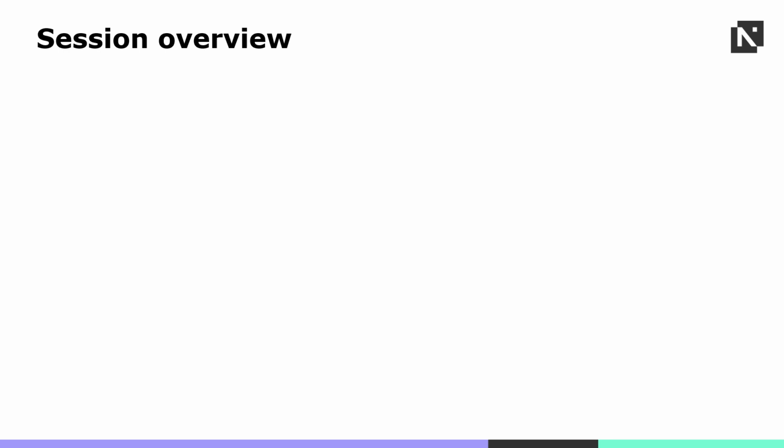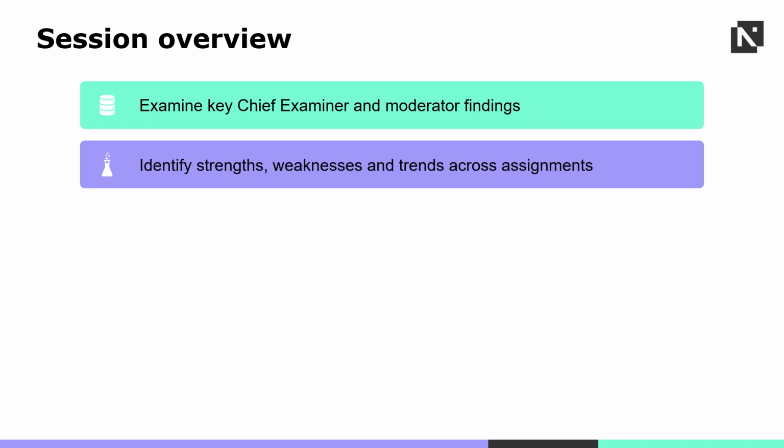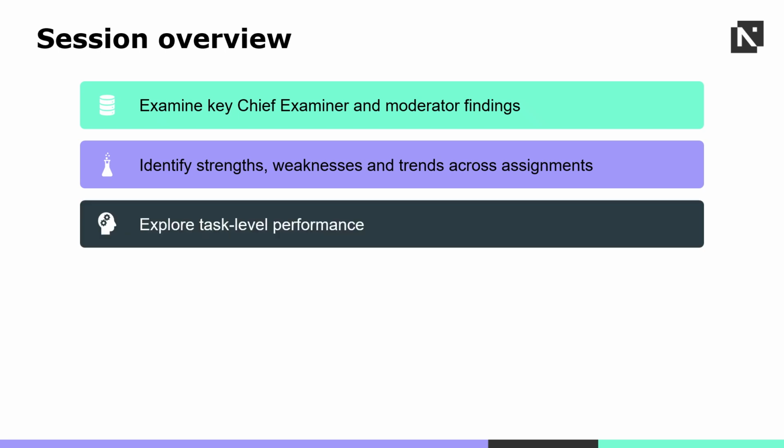In today's session, we're going to focus on the key findings from both the examiner and the moderator reports for science. We'll start by examining these findings in detail, before moving on to identify the strengths and weaknesses and common trends we've seen across assignments. From there, we'll drill down to task level performance, looking at what learners did well and where they struggled.